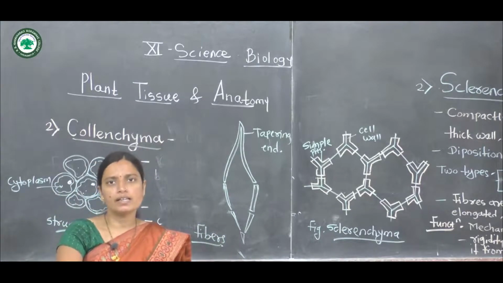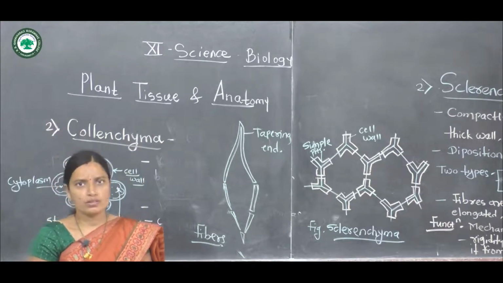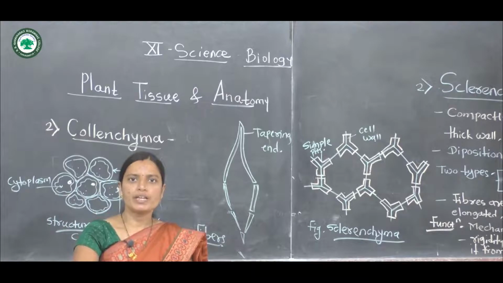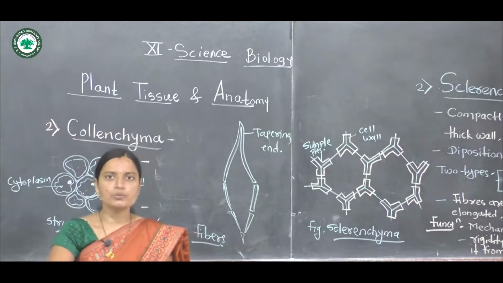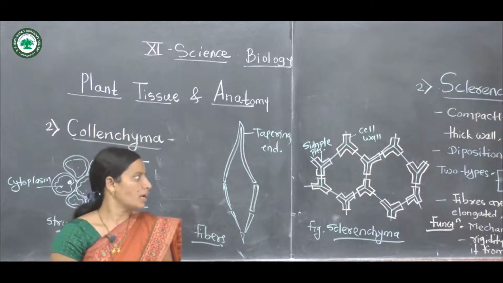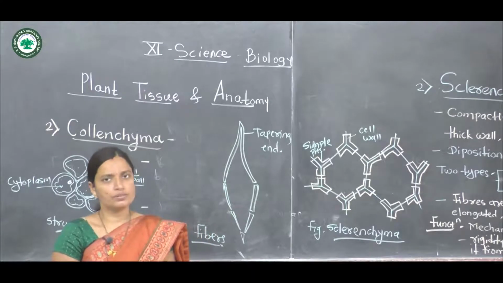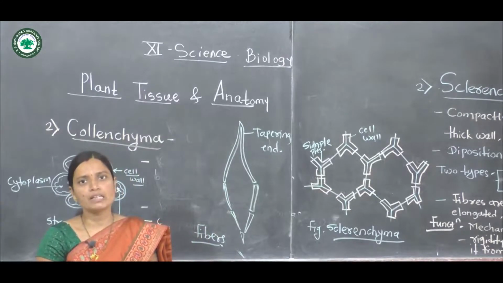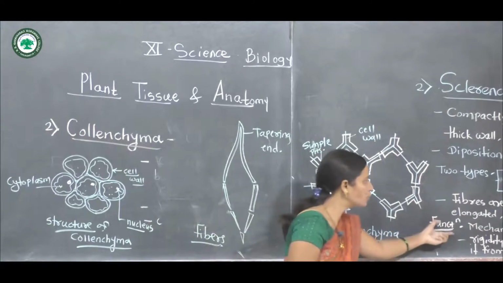This Sclerenchyma is present in monocot stems, also in many leaves and the pericycle, and in secondary xylem, meaning the wood region. It is also found in many dicot stems. Its most important function is mechanical strength, so it is called a mechanical tissue.